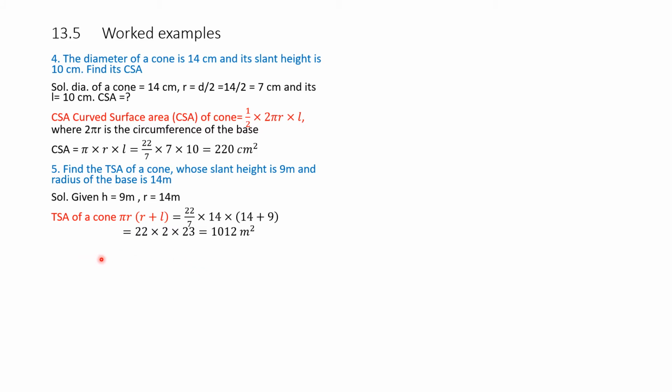The curved surface area of a cone is 4070 cm². And its diameter is 70 cm. What is the slant height? Here, the diameter is given as 70 cm. And therefore, the radius is 70 by 2, that is equal to 35 cm. And the curved surface area is given as 4070 cm².